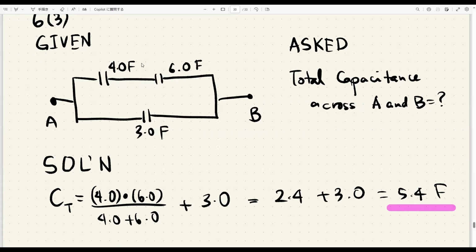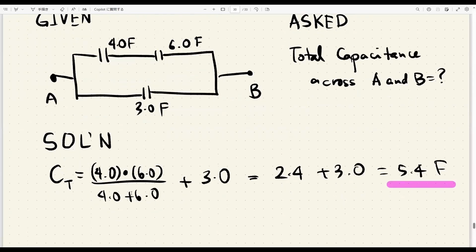Now you can reduce that into just one capacitor. Now you have 2 capacitors in parallel, this combination and this one, and the way you combine parallel capacitors is you just add them. So we already did the series combination: 4 times 6 over 4 plus 6 is 24 divided by 10. And to this we add 3. So 24 divided by 10 is 2.4, plus 3, you get 5.4 farads for the equivalent capacitance.